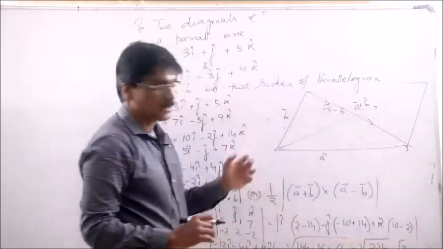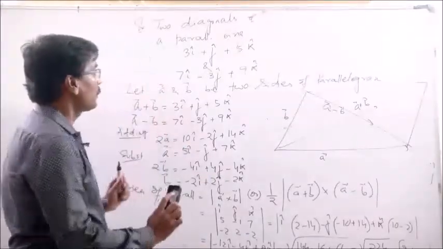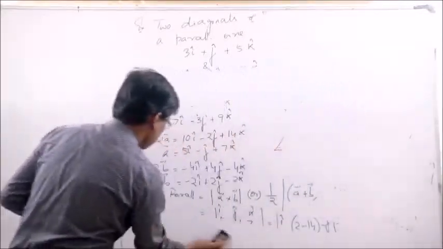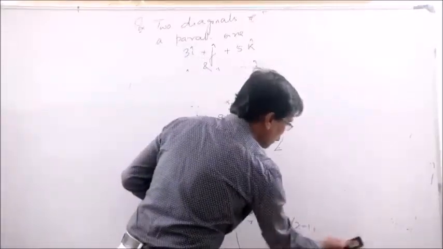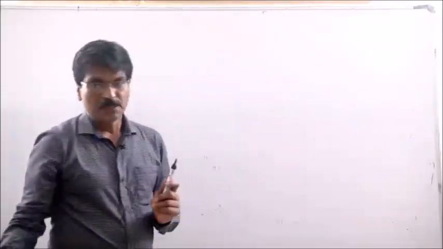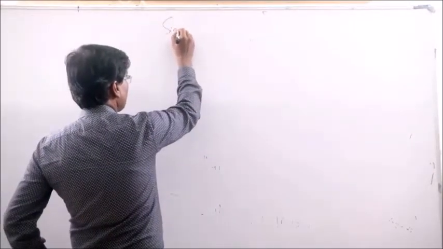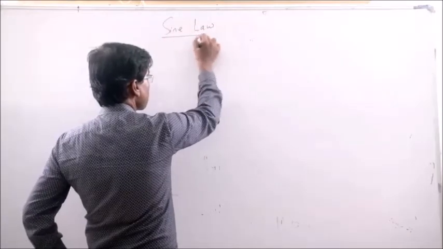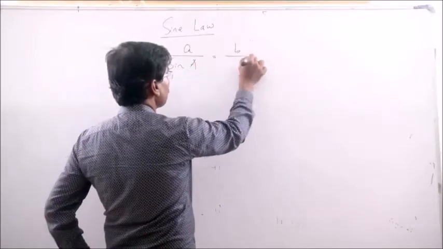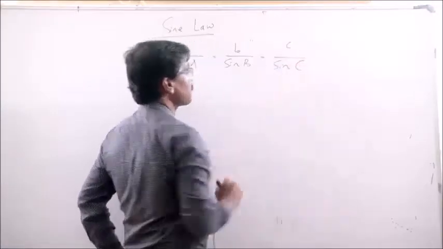So this is one application of the cross product, to find the area of a parallelogram. Next we take another example of the cross product, which is Lami's theorem, that is the sine law. So sine law is A by sine A is equal to B by sine B is equal to C by sine C. So this is Lami's law.